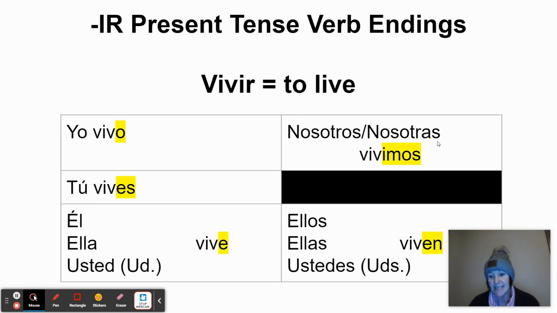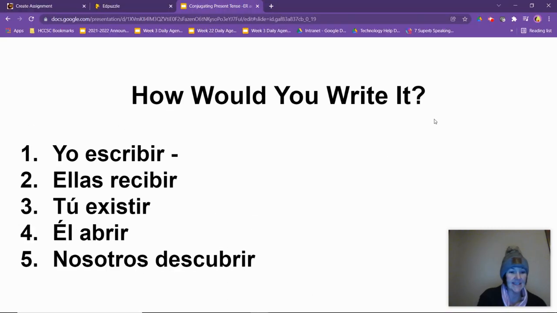So the difference between ER and IR verb conjugations is in the nosotros, nosotras form. For IR verbs, it is imos, and then for ER verbs, it is emos. All right, so let's look at conjugating some of these.